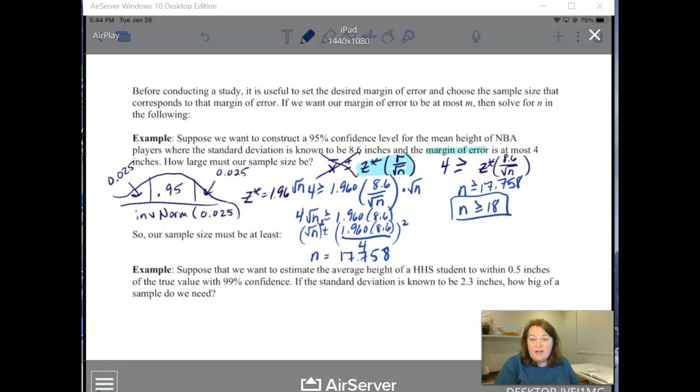Okay, and they said our sample size must be at least 18 NBA players. Okay, how large must our sample size be? It should be 18 or more. All right, let's do another one just like that.